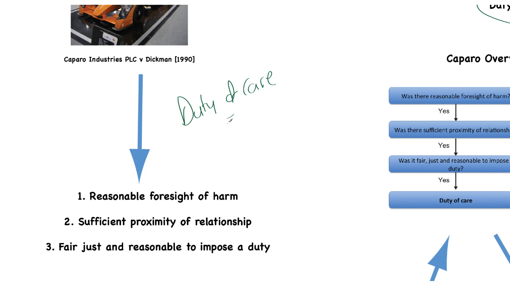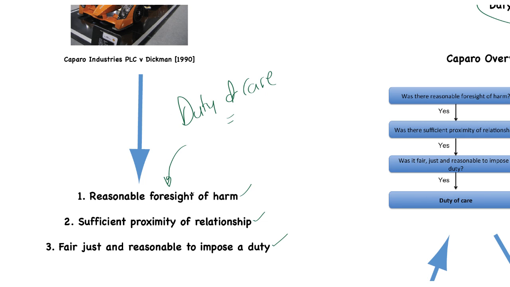so duty of care equals, you've got to show, is there a reasonable foresight of harm? Is there sufficient proximity of relationship? And is it fair, just and reasonable to impose a duty?